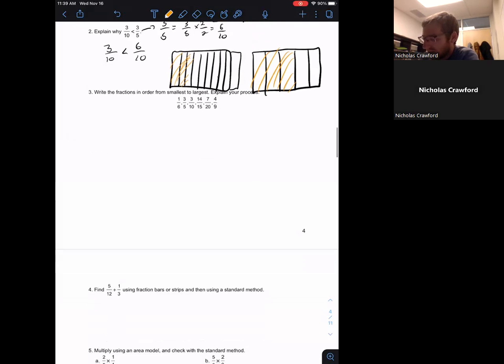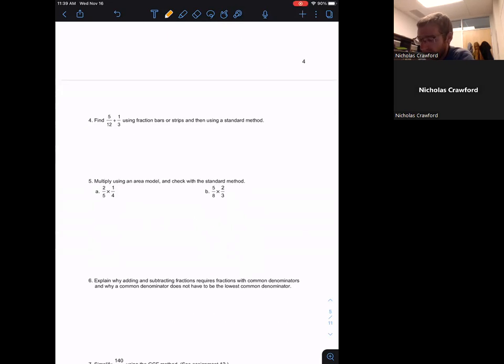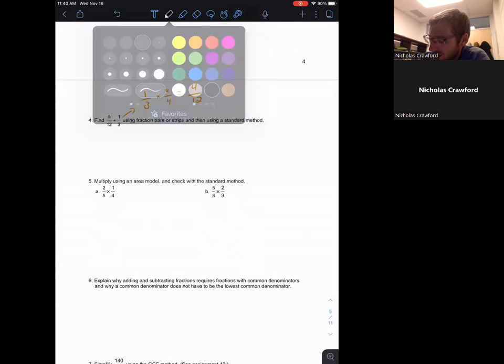I'm not going to do 3 because 3 is just doing 2 over and over again. So instead, what I'm going to do is use the 5/12 plus 1/3. It says using fraction bars or strips and then using the standard model. So let's try it. So the first thing I'm going to do is write 1/3 a certain way. So 1/3. If I multiply that by 4/4, I get 4/12. So really, this is asking me for 5/12 plus 4/12.